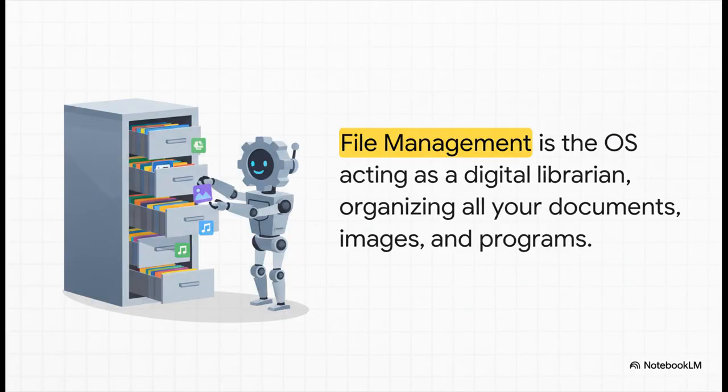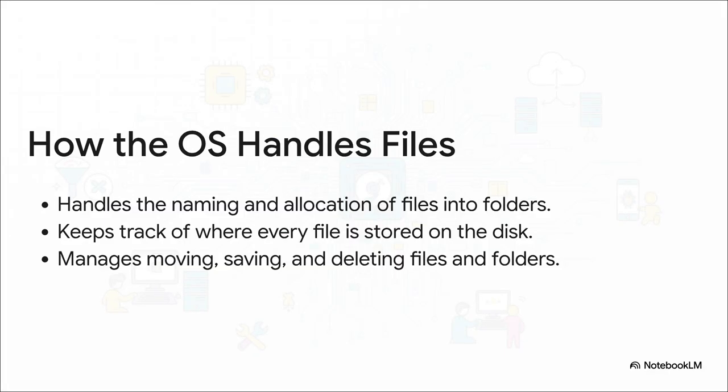And the last of the big 5 OS functions you need to know is file management. Every single thing on your computer, your homework, your photos, your programs, is a file. The OS is like a massive digital librarian that organizes this entire library. It knows exactly where everything is and can grab it for you in an instant. So whenever you save a document, give it a name and stick it in a folder, that's the OS's file management system doing the work.